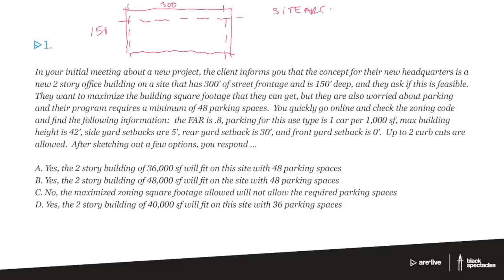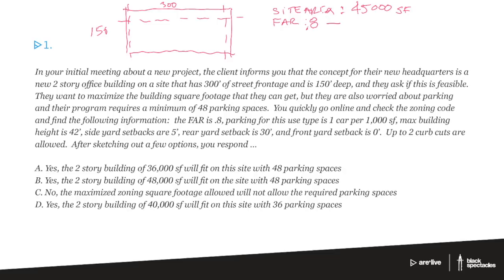So site area is going to be 300 times 150, which 3 times 15 would be 45. So that's going to be 45,000 square feet. Check my math, make sure. And then that is going to be an important thing, because once we know that, we can then deal with the FAR, and the FAR is equal to 0.8.